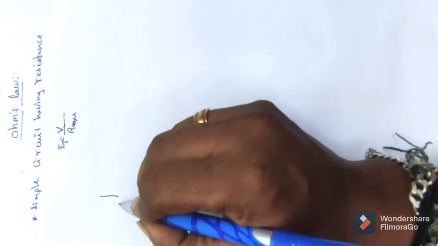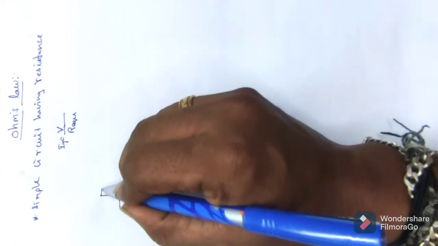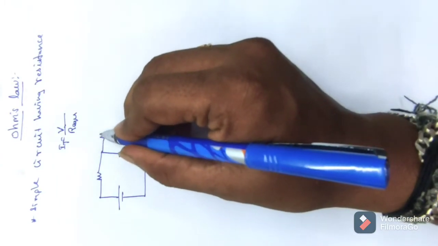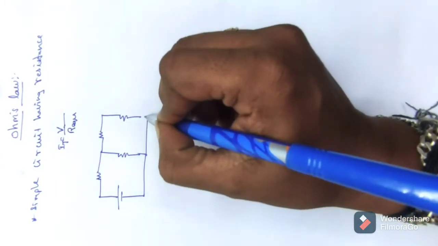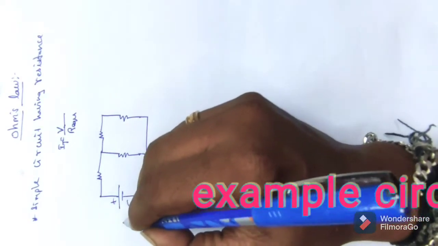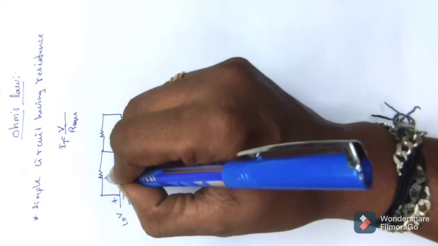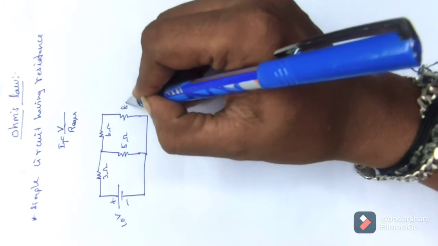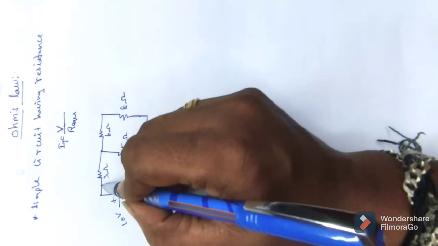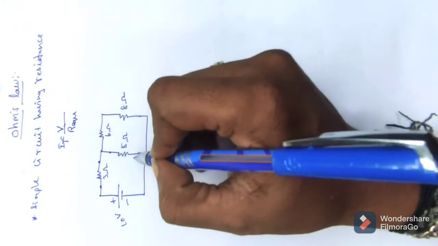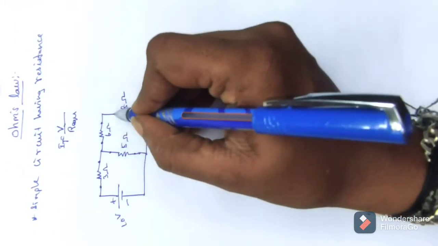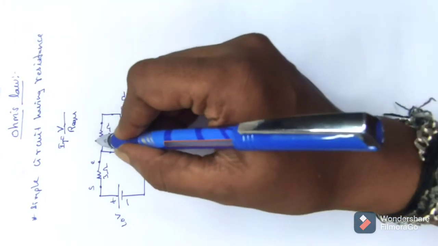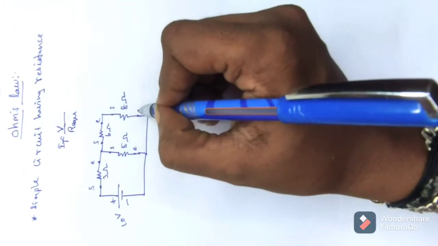Now I am choosing a very simple circuit with two loops. For this kind of circuit, we are going to apply Ohm's law and determine the total current. As an example, I am taking this as 10 volt. This is 3 ohm, 6 ohm, 5 ohm and 8 ohm. Based on my logic, I have to choose the two terminals of each resistance and name them as starting end and ending end.